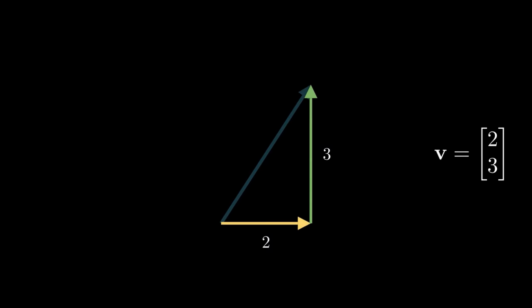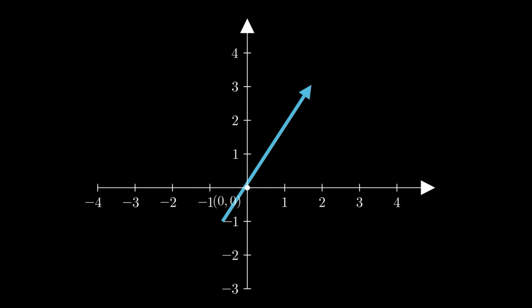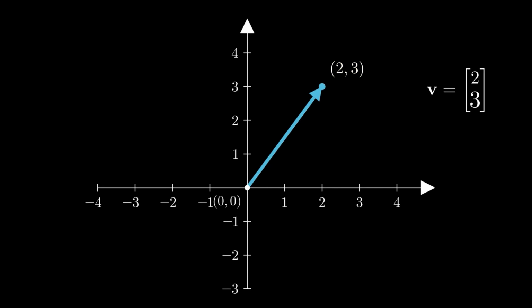If this arrow goes 2 units to the right and 3 units up, we write the vector as 2, 3. If we place a vector at the origin, its endpoint will match its components. So a vector 2, 3 starting at the origin ends at the point 2, 3. That's why we often draw vectors starting from the origin. Remember, the vector itself is not that point, and we can move it anywhere without changing the vector.